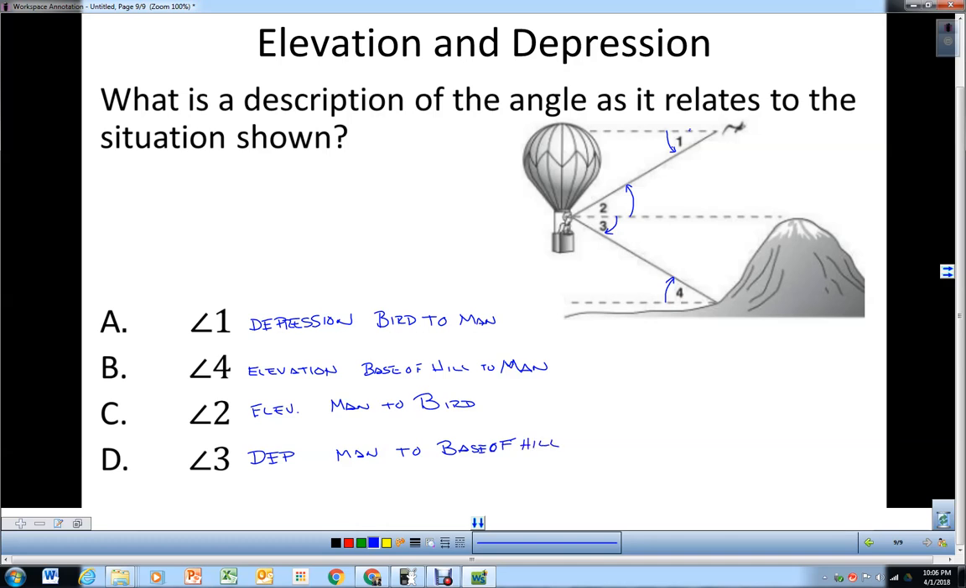Now, what I want you to notice here is that this is the horizontal, and they're all going to be horizontal, so they're all parallel. If these two lines are parallel, then angle 1 and angle 2 are alternate interior angles. And what we remember from alternate interior angles and parallel lines is that they are congruent. So the angle of depression from the bird to the man is the same as the angle of elevation from the man to the bird, and vice versa for angles 3 and 4. Angles 3 and 4 are alternate interior angles, so they're congruent. The angle of depression from the man to the base of the hill and the angle of elevation from the base of the hill to the man are going to be congruent. That'll come into play in just a minute.